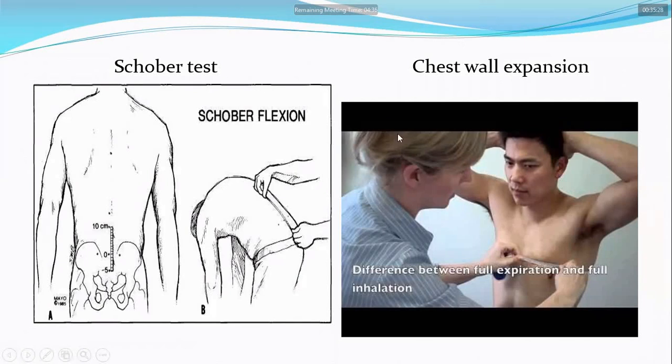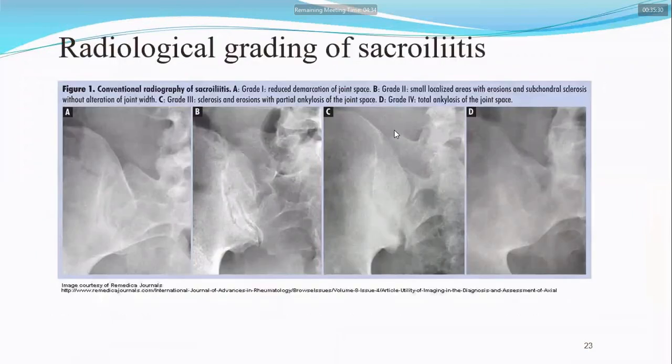Okay. Now coming to some X-ray. This is a radiographic grading of the sacroiliac joint. In stage 1, there will be some alteration. It's very difficult in stage 1, and it seems more like a normal X-ray. You can see some of the changes here. There is slight reduction in joint space.